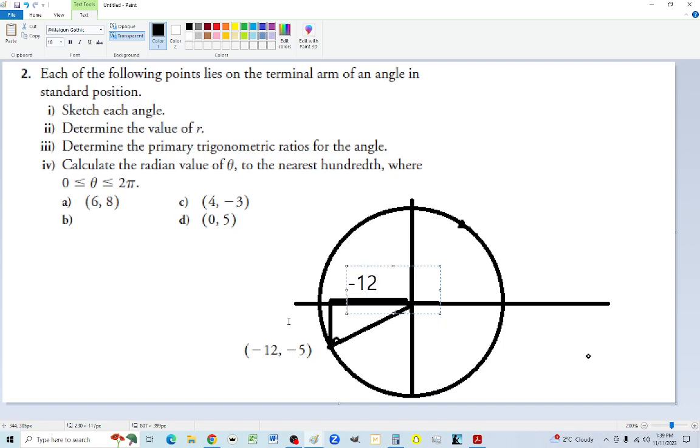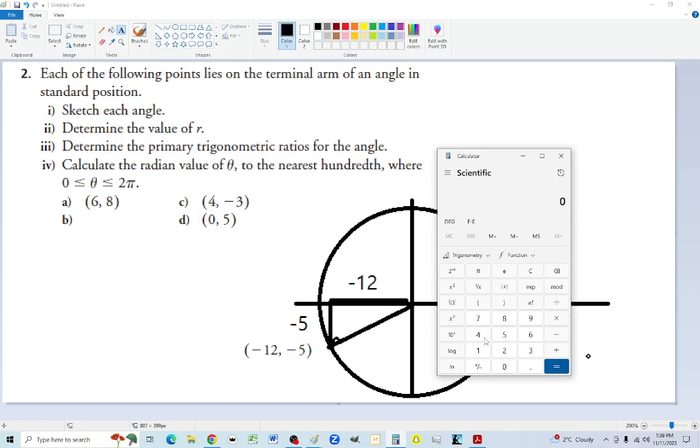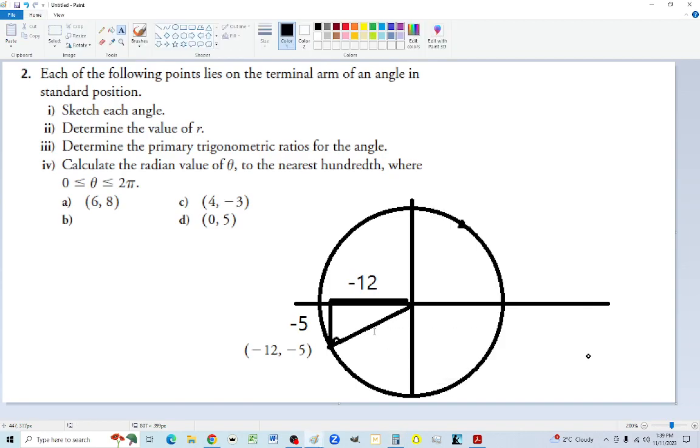And my y is negative 5, which means my hypotenuse will be the square of 5, which is 25, plus the square of 12, which is 144. If I take the square root of that, I get 13. Notice my hypotenuse is always positive, because it's the sum of two squares. But that means I can figure out all my values.